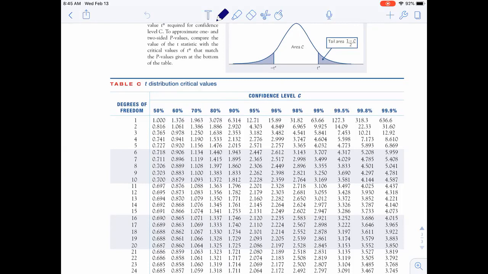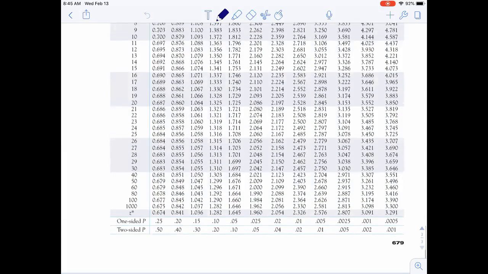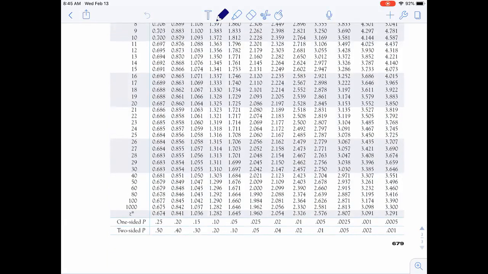And what you'll see is you have these percentages up at the top, and those are going to be the central percentages. So you can ignore everything in here. Those are all T's. Okay. But then if you go way down to the bottom, you've got this Z star line. So this is just your Z line.